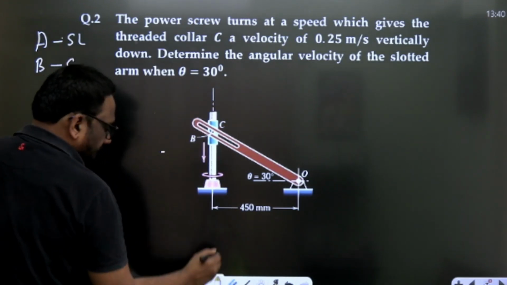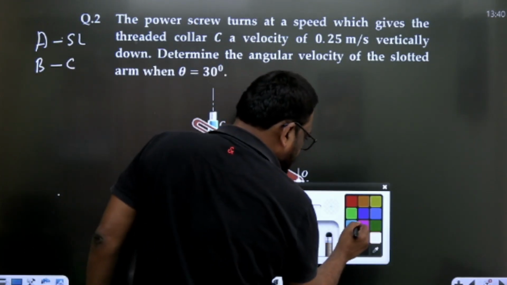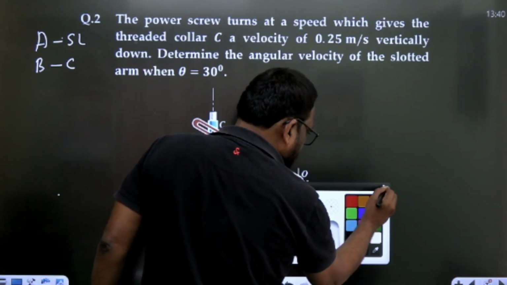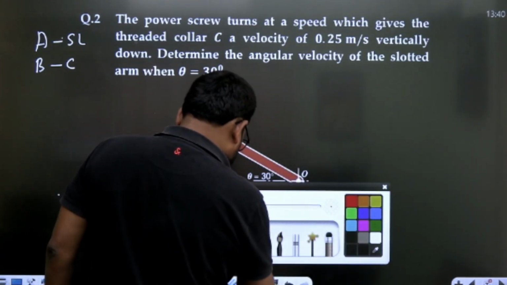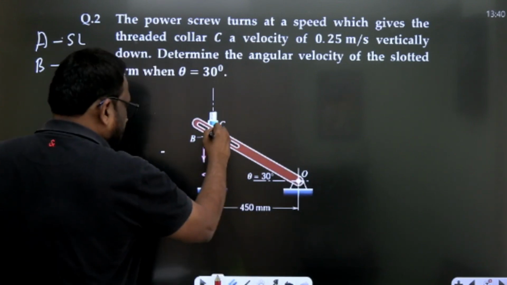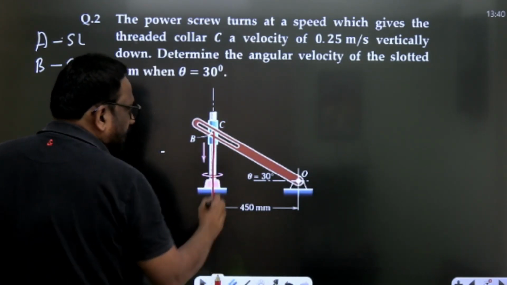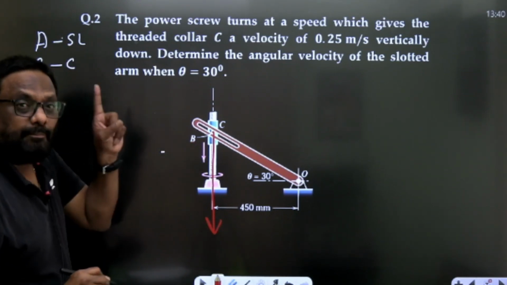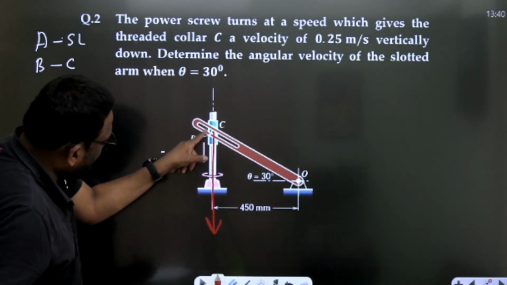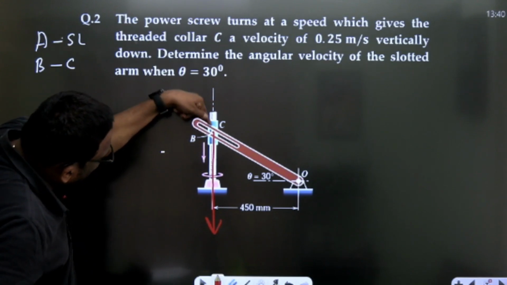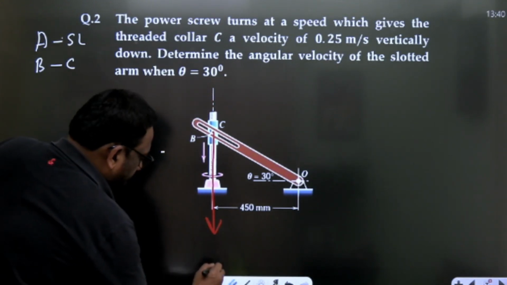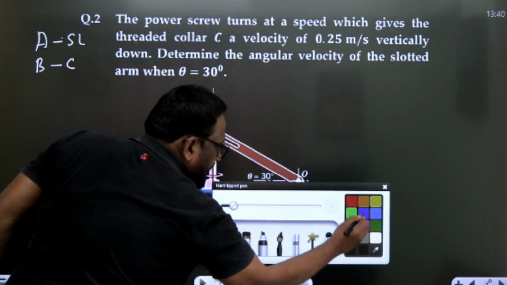So therefore I will change the color, it will be fun. I will take red. This is the velocity of which point? Point B. This is the velocity of point B. B is on the collar, so the collar is coming down, and I will write this as VB.